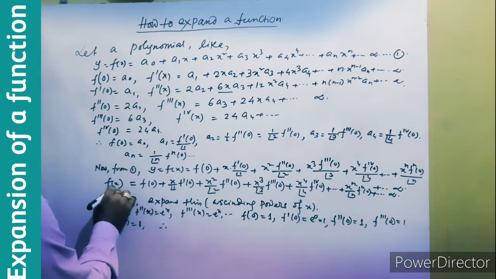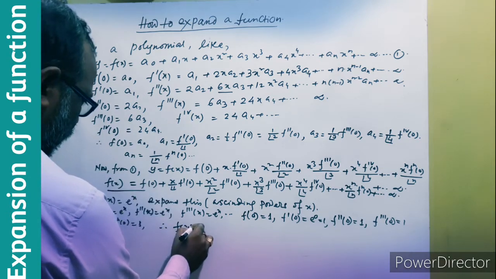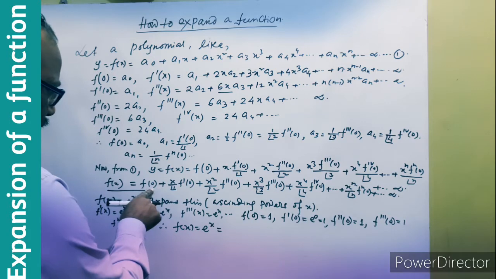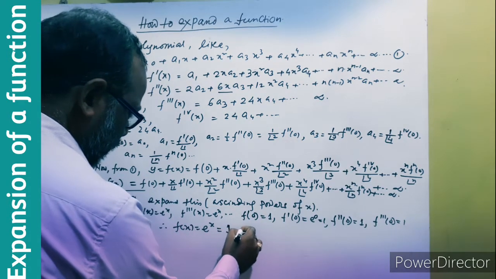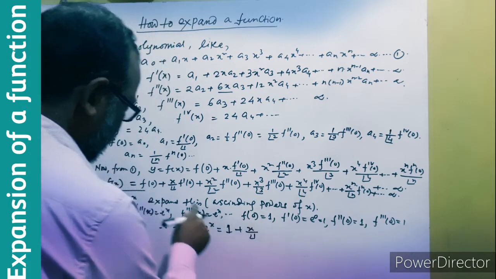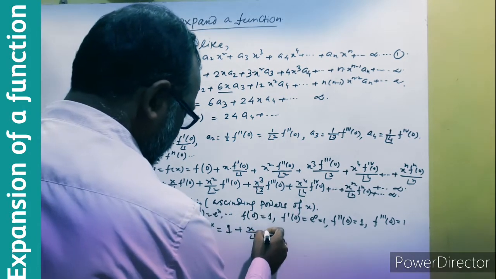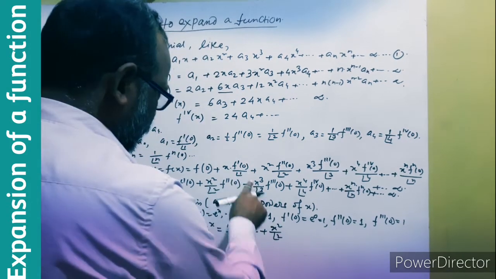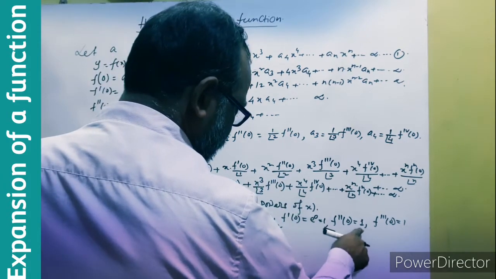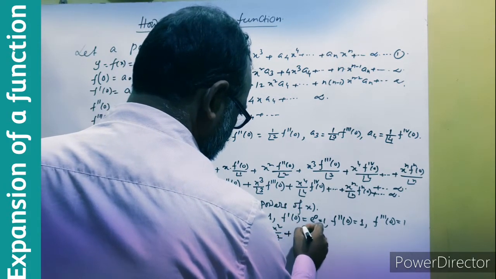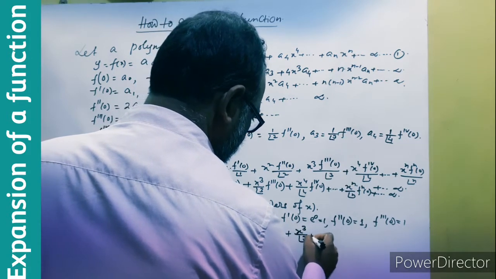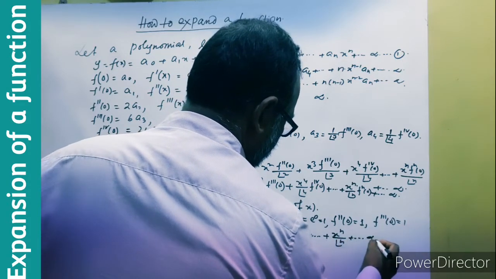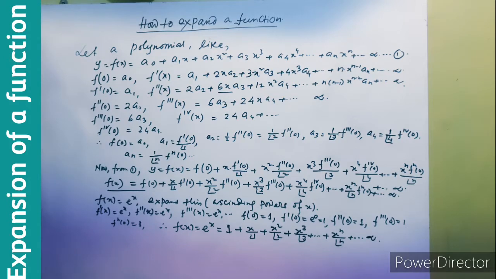So therefore this is the formula: f of x is equal to the expansion of e to the power x. So we can write e to the power x as: f0, we get 1. Now x by factorial 1, f dash 0, we get 1. Then x square by factorial 2, f double dash 0 is 1. Then x cube by factorial 3, and so on, up to x to the power n by factorial n, and so on to infinity. Okay, so this is the expansion of e to the power x.